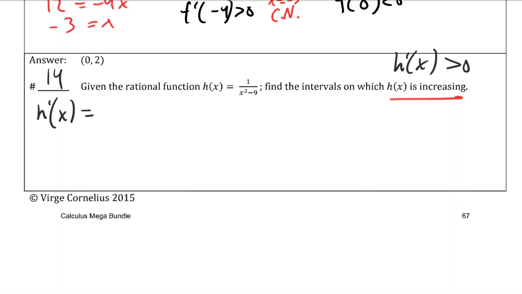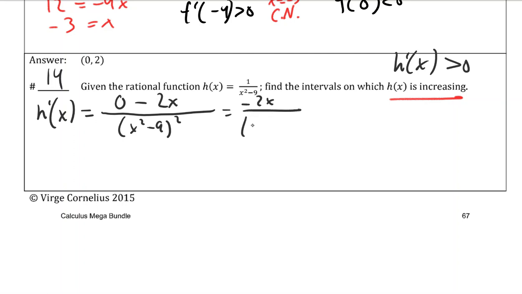So you could either rewrite this, do power rule and chain rule, or you can do quotient rule if you'd rather. Whichever one you think is easier. But I would say that would be the first derivative.